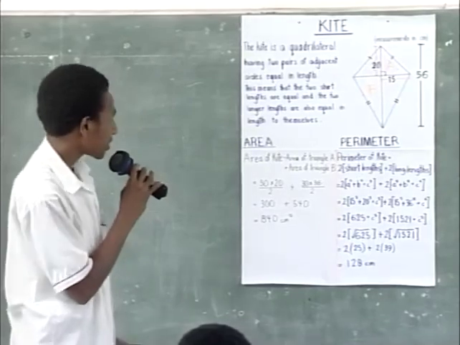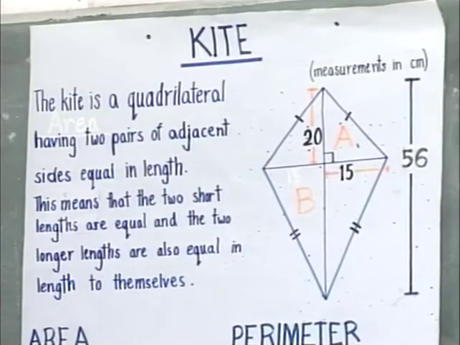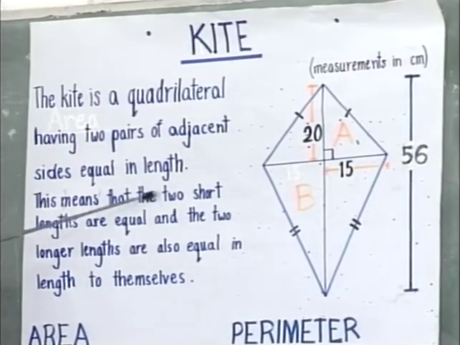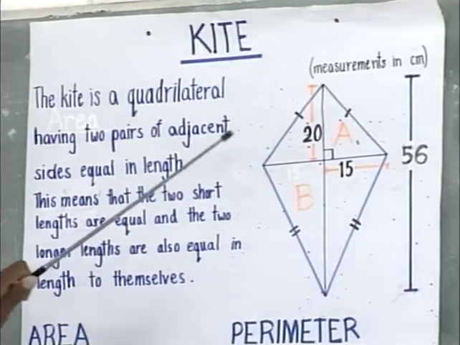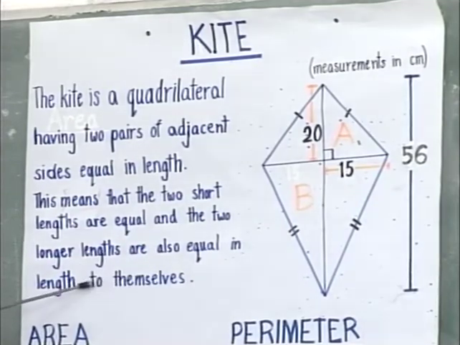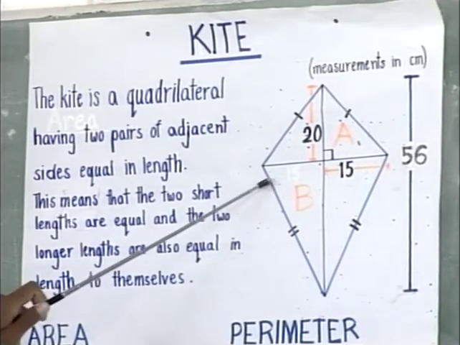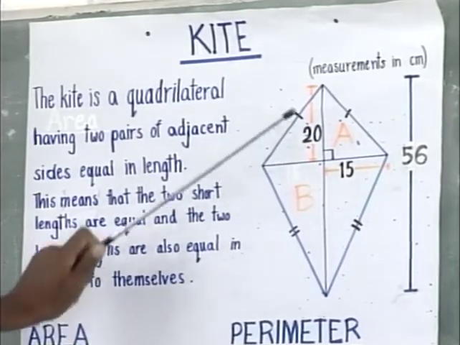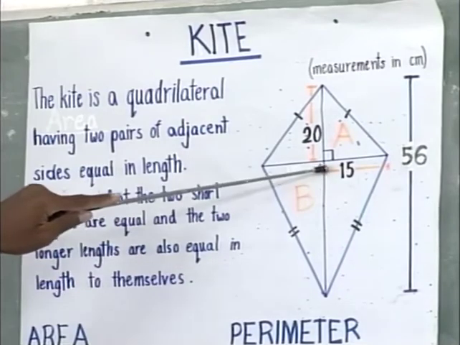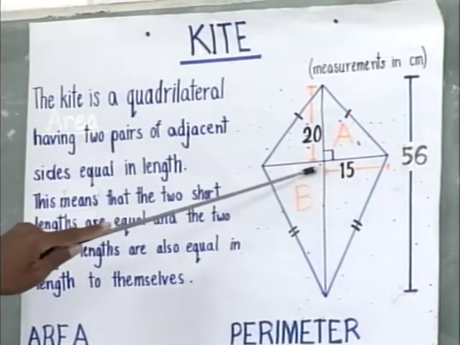I would be talking about the kite. The definition of a kite is, it is a quadrilateral having two pairs of adjacent sides which are equal in length. This means that the two short lengths are equal, these two, and the two longer lengths are also equal in length to themselves, these two. A kite has a line of symmetry, which means the length over here will be the same as the length over here.